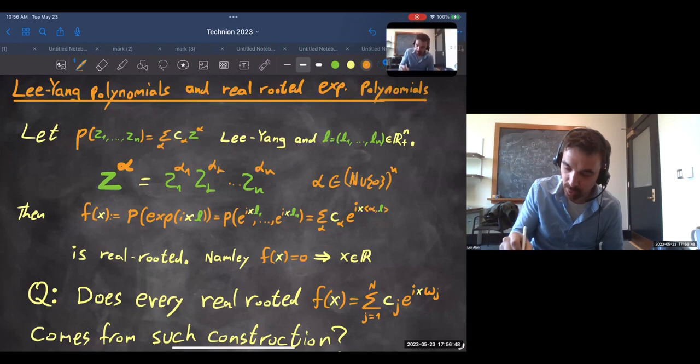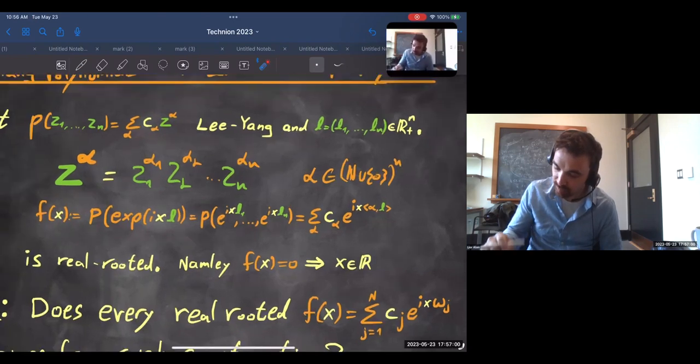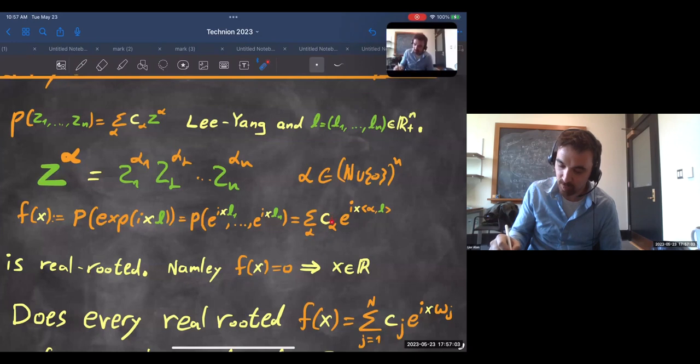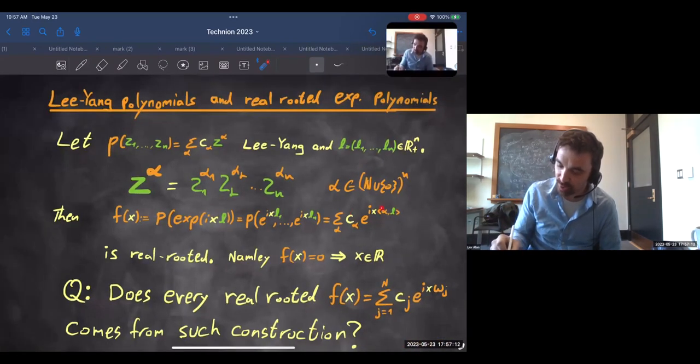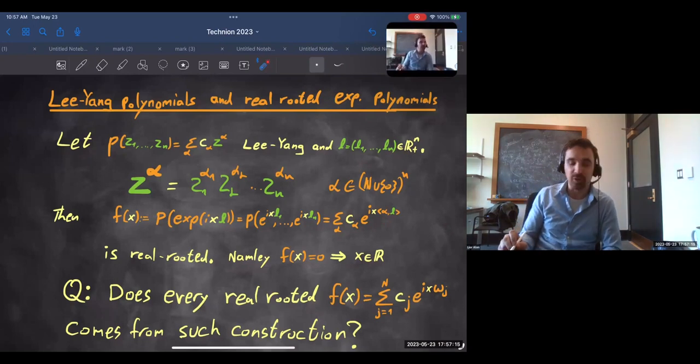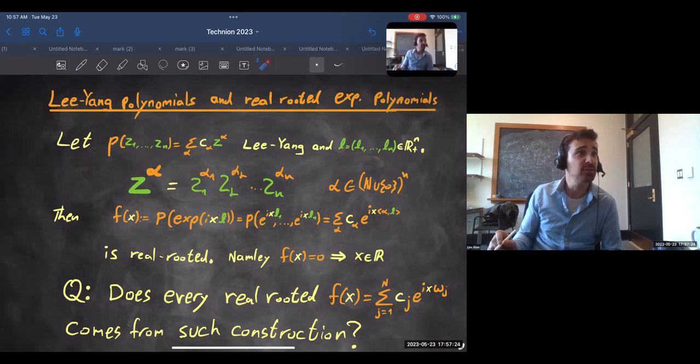So a multivariable polynomial looks like that, where we're summing over finitely many alphas, multi-indices. Then f(x) is simply summing over the same alphas with the same coefficients, only now we have these exponential functions. And whenever we have a sum of exponential functions, I would call it an exponential polynomial. And what does it mean to be real rooted? This is a complex valued function, and if all of the roots, all of the zeros of this complex valued function lie on the reals, we call it real rooted.